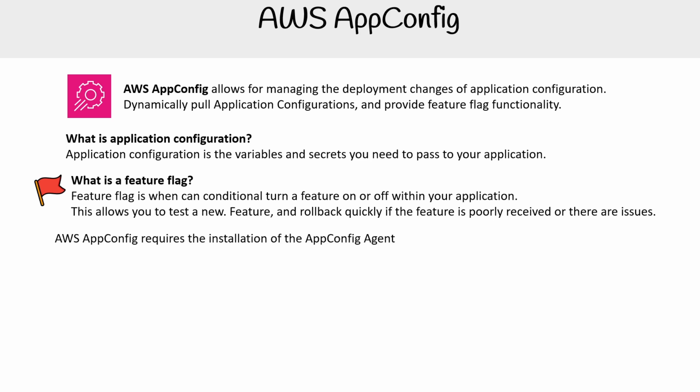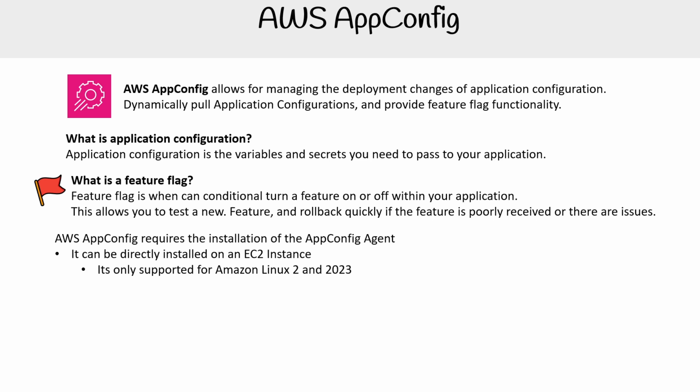In order to utilize AWS AppConfig, it requires installation of the AppConfig agent, which, if you're using EC2, you directly install on there. But it only supports Amazon Linux 2 and 2023, which I was surprised by when we did the lab, because I ran into issues where I wanted to move over to Ubuntu, but luckily I saw that the requirement was Amazon Linux 2 or 2023, and we stuck with that. You can also run it alongside a container as a sidecar. So if you're using Fargate, you could launch it that way as well.